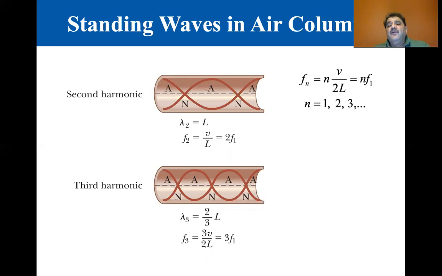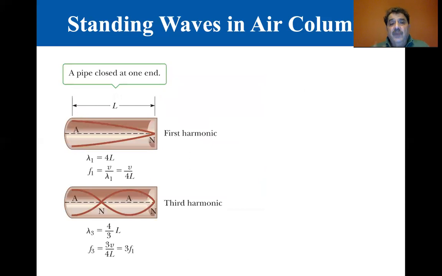So for a general Fn, Fn is equal to N times V over 2L, equals N times F1. So you're going to get all the harmonics. N equals 1, 2, and 3. You're going to get all the harmonics. Not the same with the closed pipe. And that's where we go here.